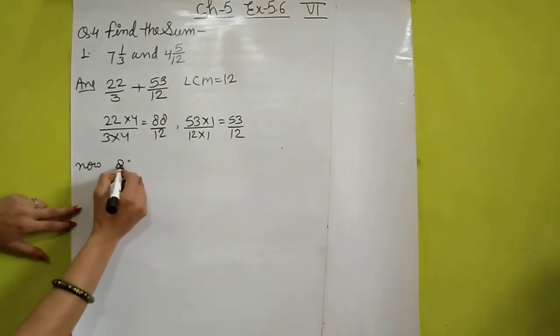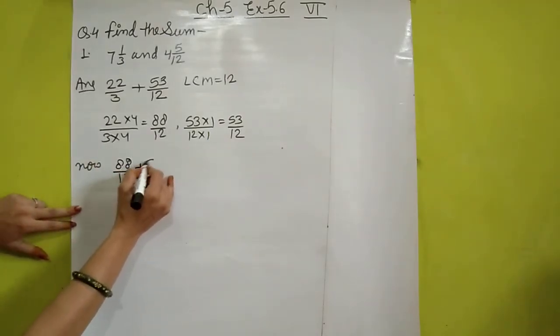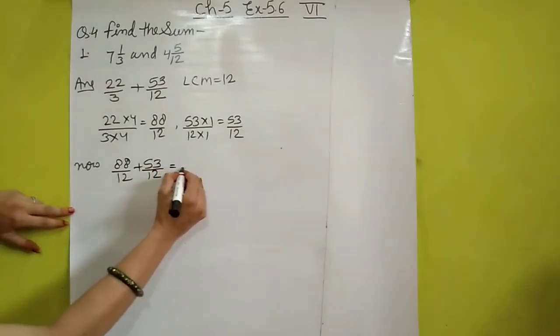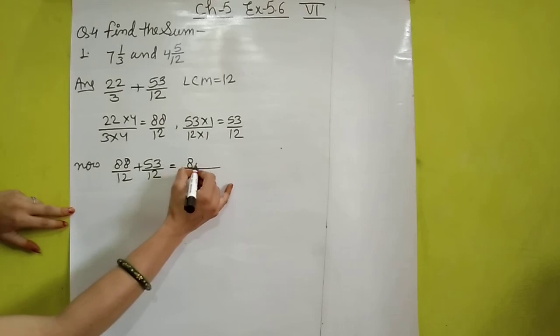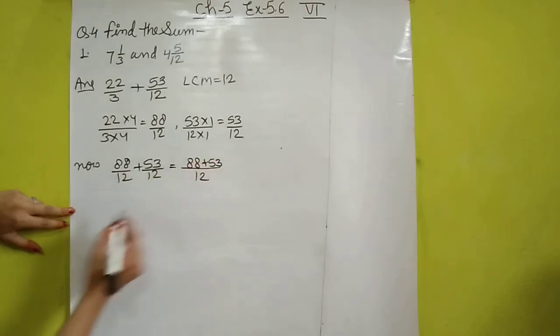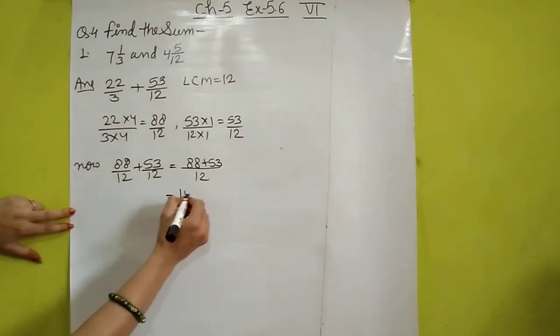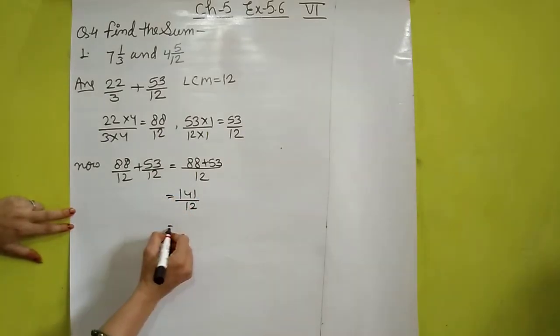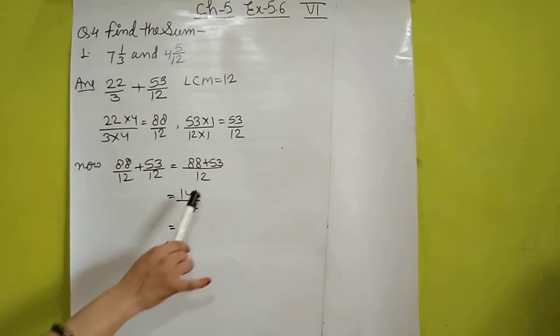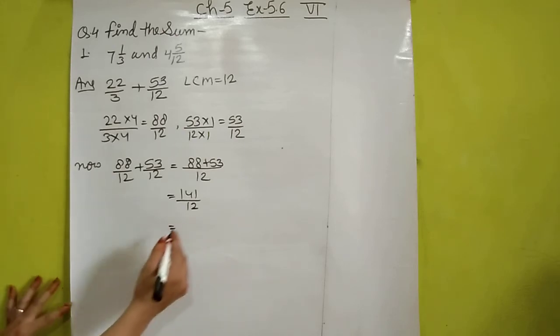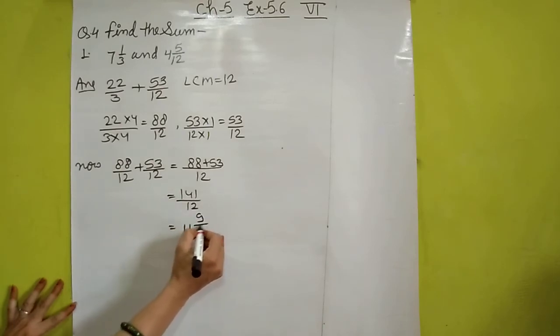Now we are having 88 upon 12 and 53 upon 12, both are having same denominator. So LCM will be 12, then 88 plus 53 will come as it is. When you will add 88 and 53, you will get students 141 upon 12. Now students, you can see here numerator is greater than denominator. So this denominator means 12 can divide 141 easily. Students, when you will divide, you will get 11 9 upon 12.